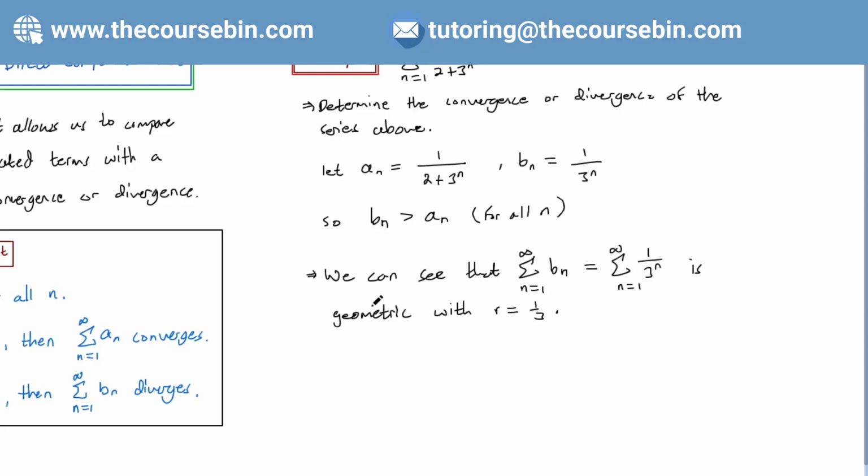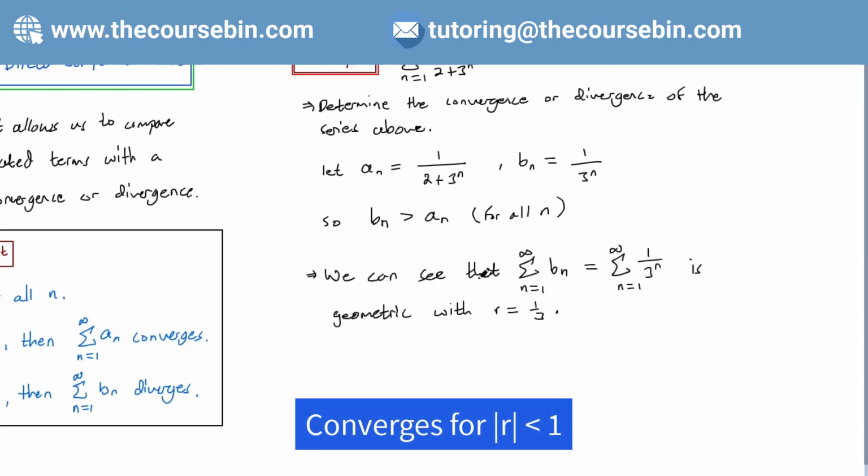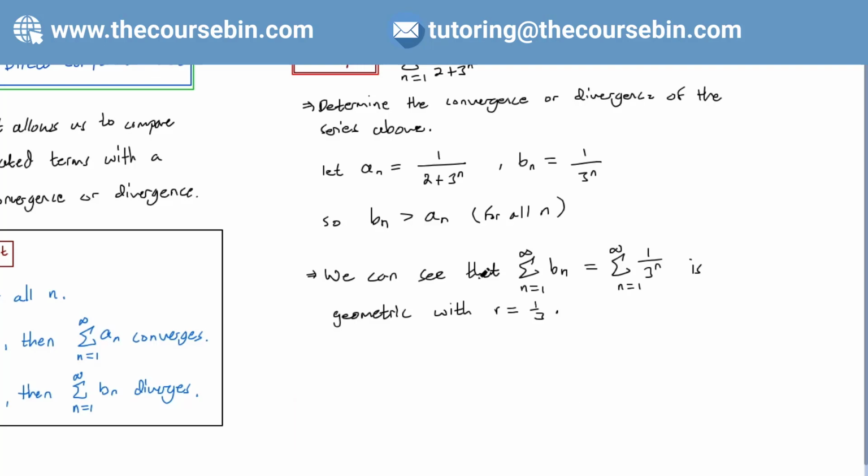But yeah, so it's geometric. The common ratio is 1/3. Now, what's the rule for geometric series on how they converge? If it's smaller than one, yeah, it converges. So if the absolute value of r is smaller than 1, then it converges, right?